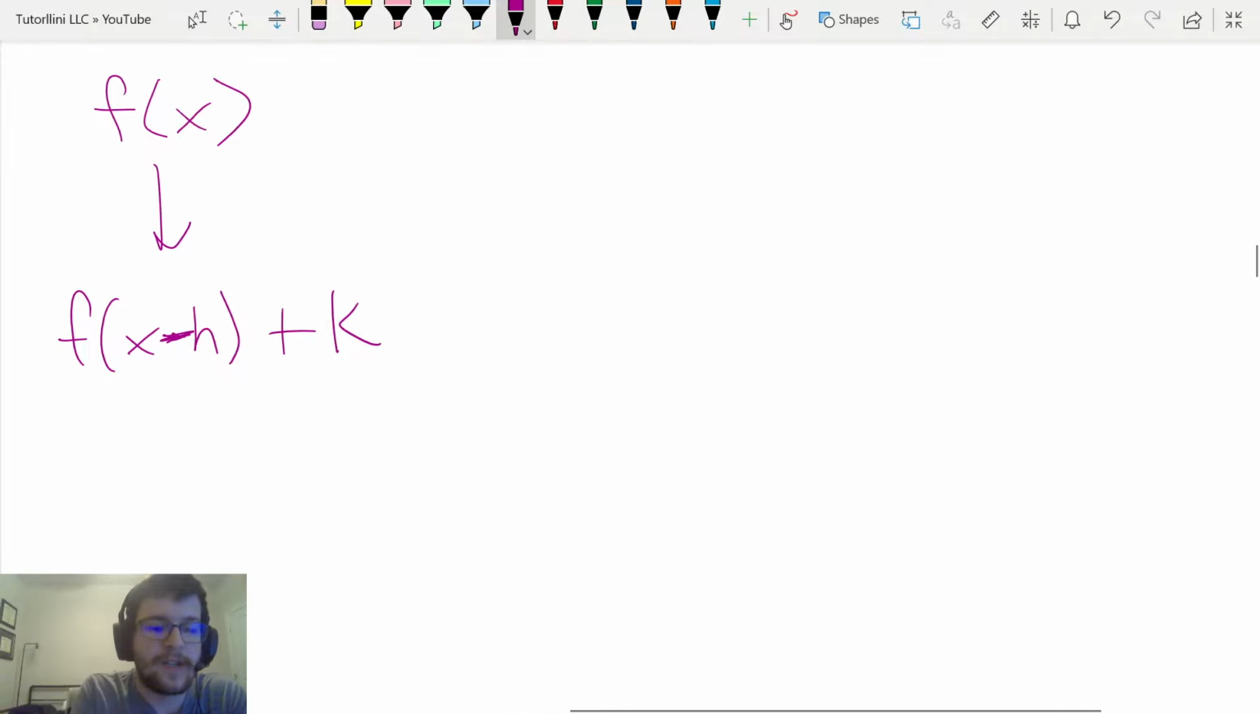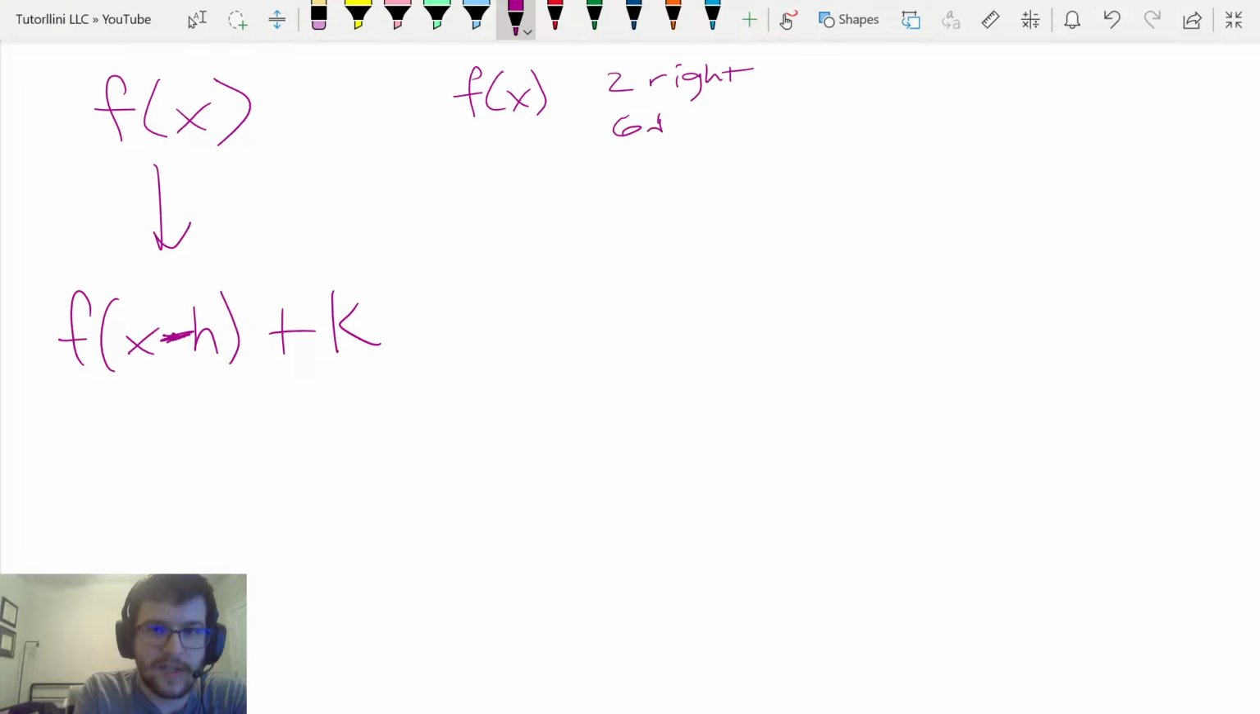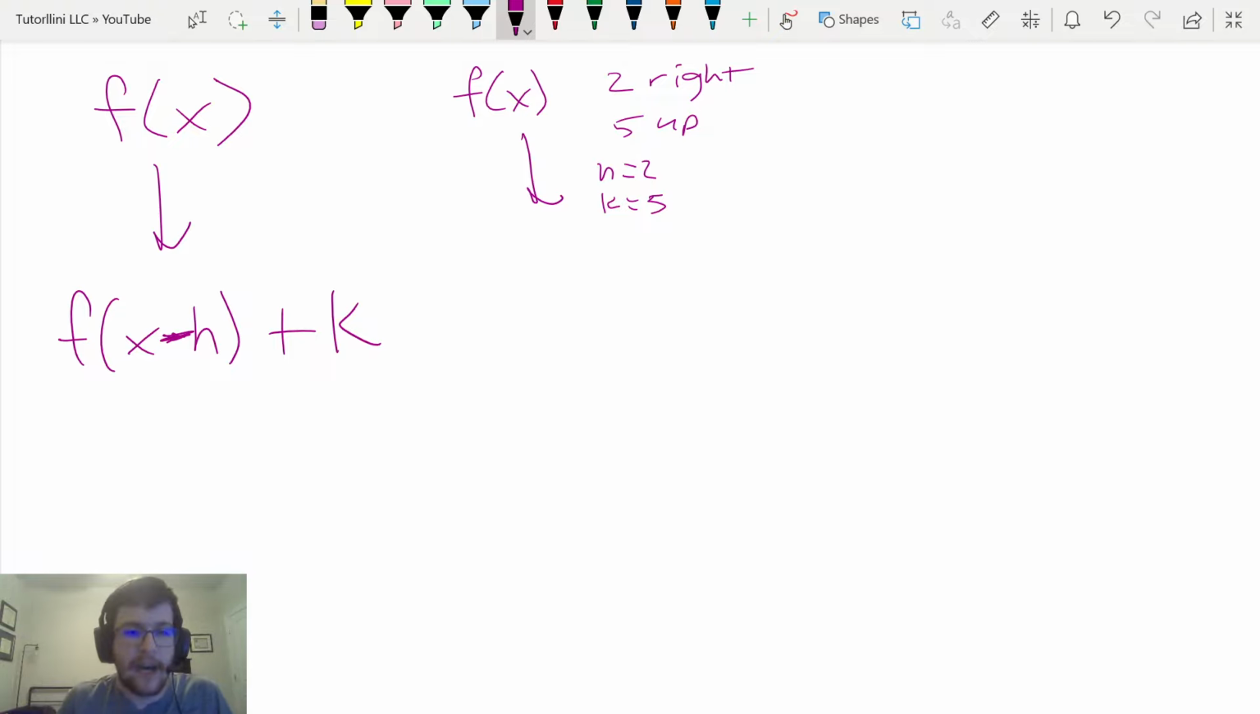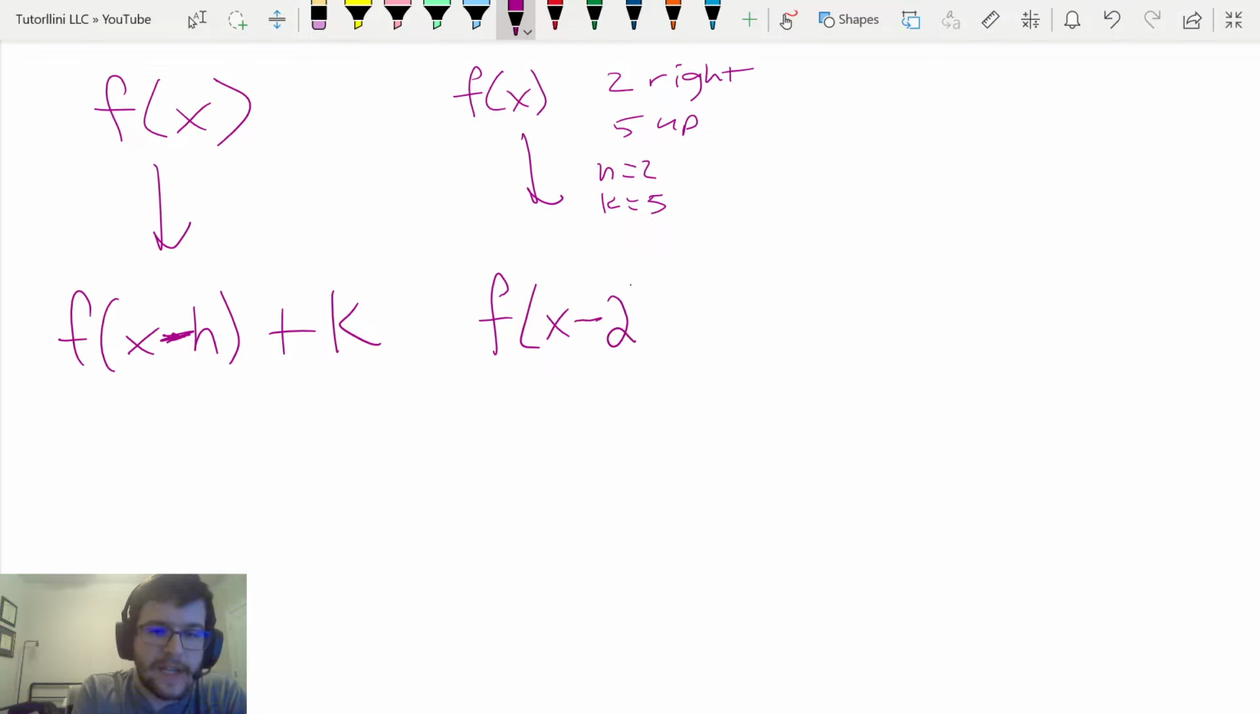So let's say I had f of x and I wanted to move it 2 right and, let's do, 5 up. So h would be 2 because it's going right, and then k would be positive 5 because it's going up. If it's going left, that's negative. If it's going down, that's negative. So you could rewrite this as f of x minus 2, because it's minus h, plus k, so plus 5. Hopefully that makes sense. You can look this up and do more practice on that.